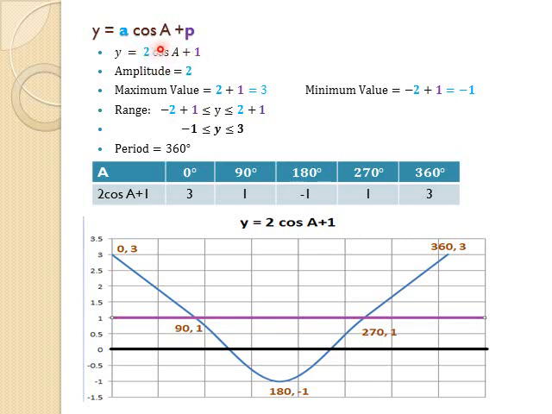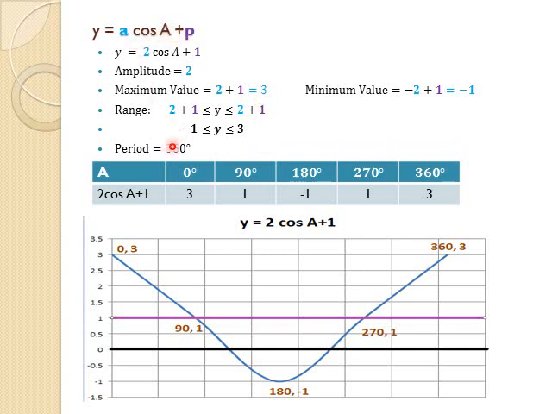Remember, the coefficient always gives me my amplitude, so my amplitude is 2. So based on my amplitude, my maximum value should be 2 and negative 2. But plus 1 means I'm going to shift the graph 1 unit up, and therefore my maximum value becomes 2 plus 1, gives me 3, and my minimum, minus 2 plus 1, gives me negative 1. Therefore my range is y greater or equal to negative 1, less or equal to 3.